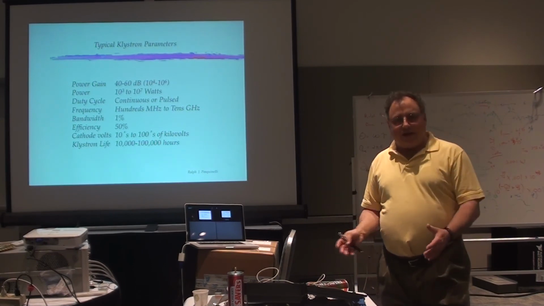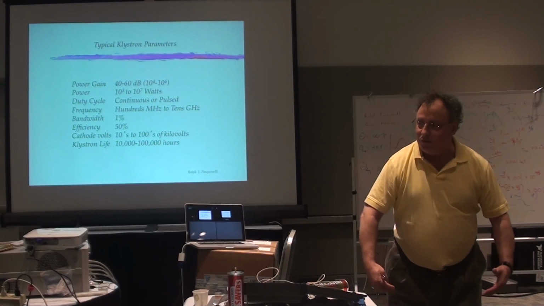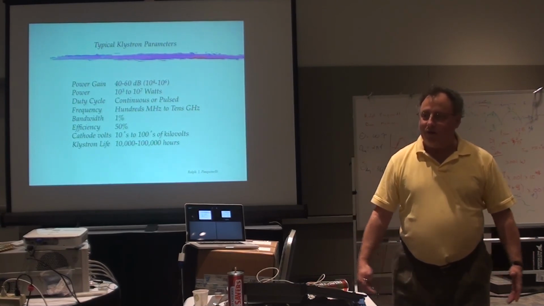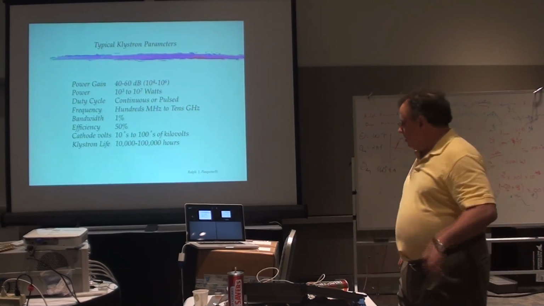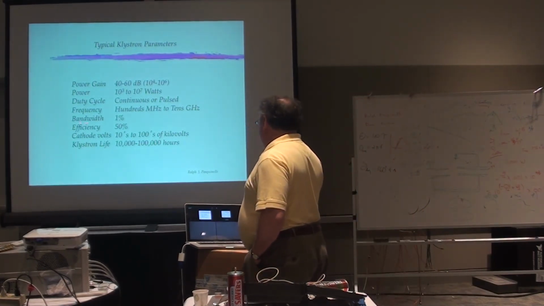So now you've got an oil tank which has got a big hole in the side to let the cathode come through. You don't want it leaking all over the floor. Horizontal Klystrons are a little bit more of a headache. And the best ones are 50%.